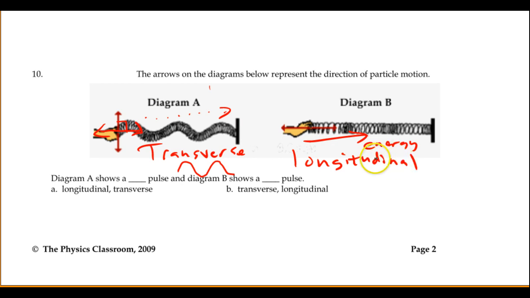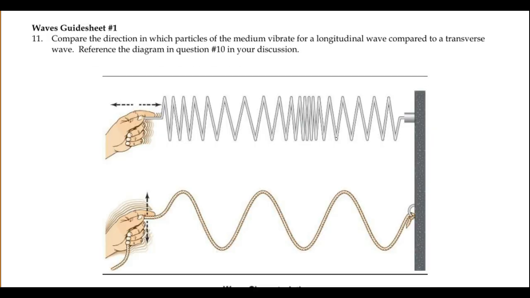Sound's a good example of a longitudinal wave. Making waves on a string or a spring is a good example of a transverse wave, bouncing it up and down. So diagram A shows a transverse wave, and diagram B shows a longitudinal wave. In the longitudinal wave, there'll be sections of compressed material. Those are called compressions. And then sections where the material is spread out, those are called rarefactions. Those do not occur in the transverse type wave.